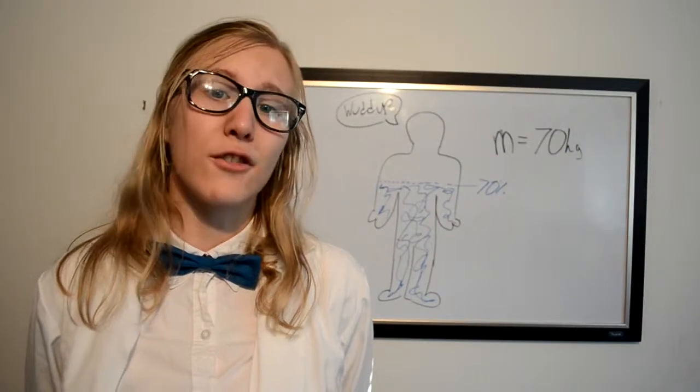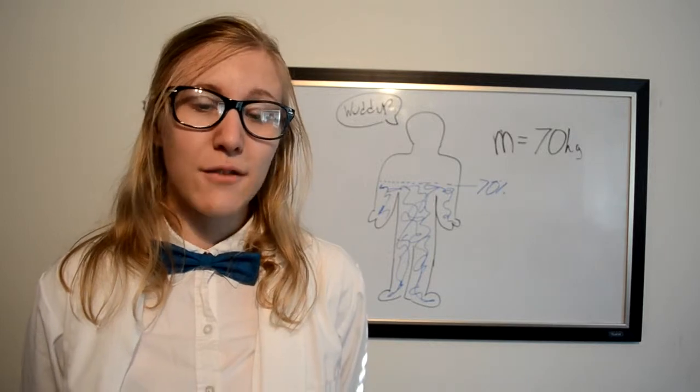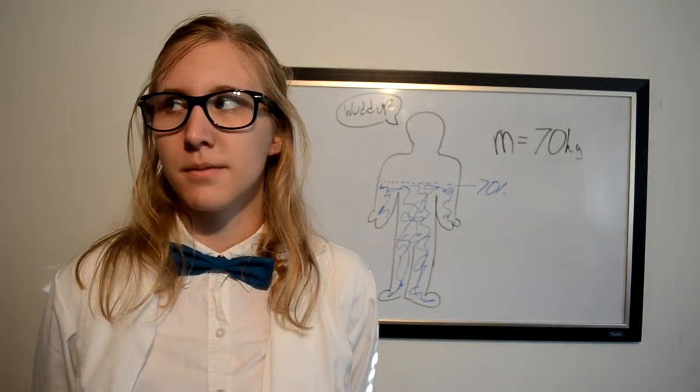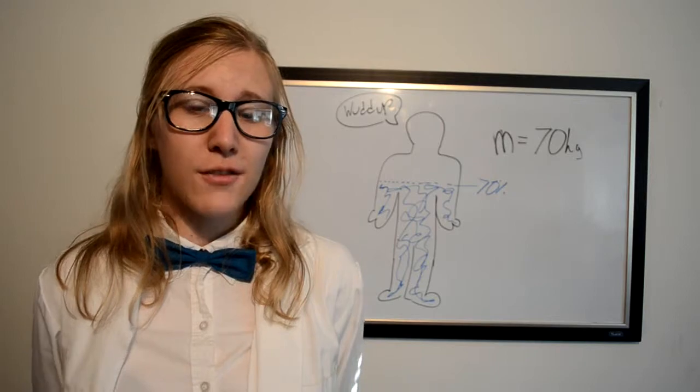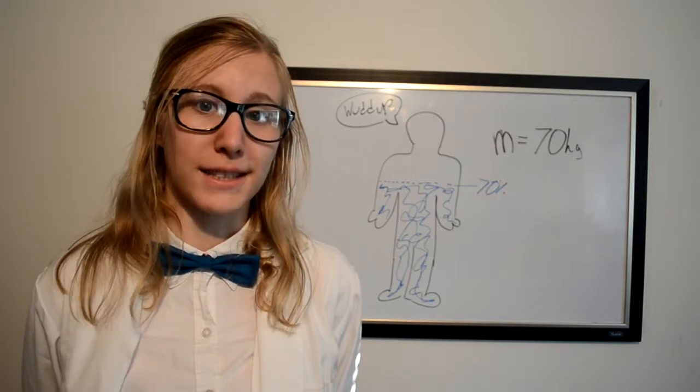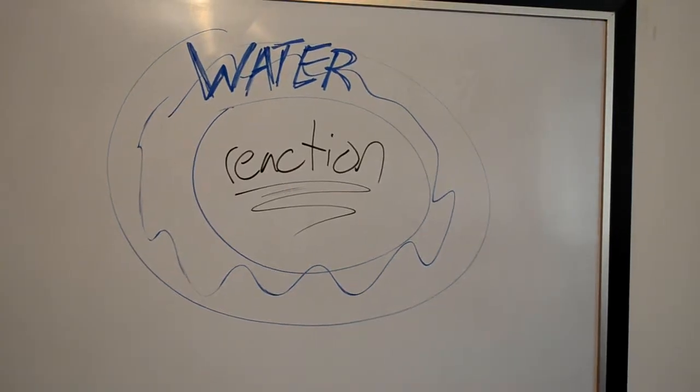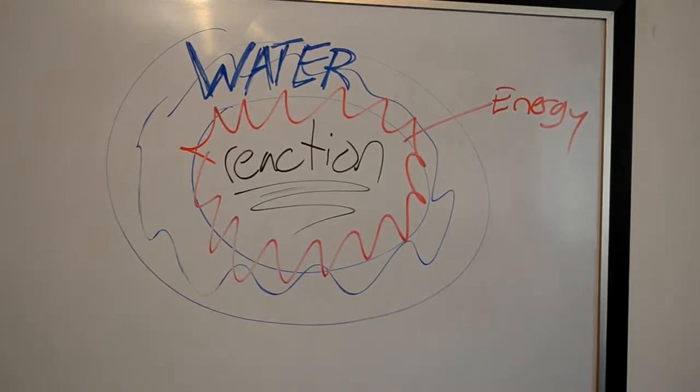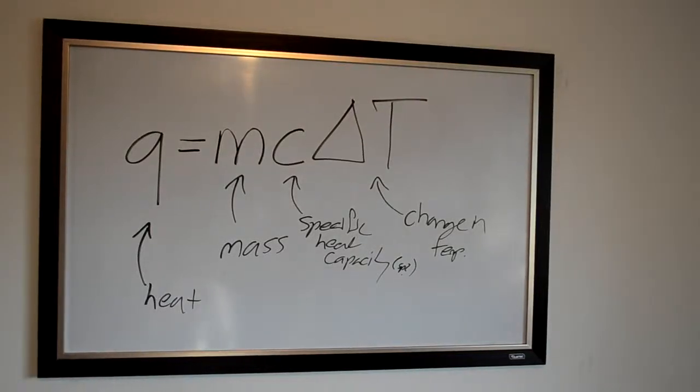The human body, on average, is made up of 70% water. The average human mass is 70 kilograms. Weird. So, the average human has 49 kilograms of water inside of them. An experiment you can do to measure the heat released from a reaction is using water as the surrounding. The energy can be calculated by the change in temperature of the water.